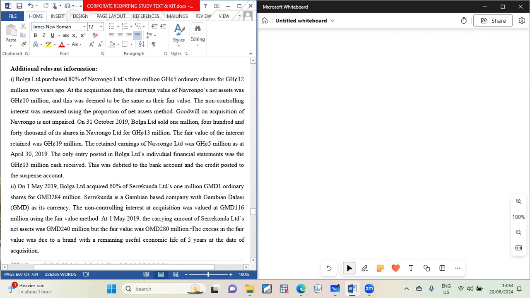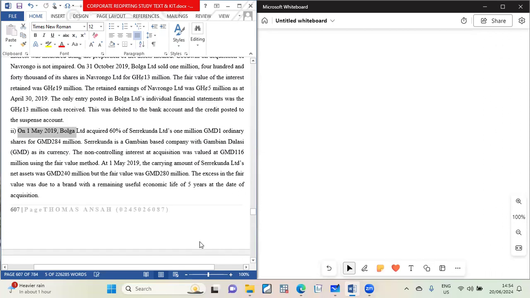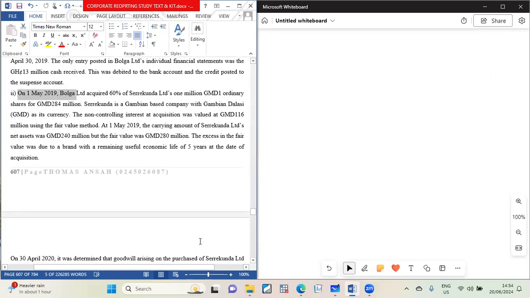At May 2019, the carrying amount of Serekunda Limited's net assets was 240 million. So this is the date of the acquisition, so don't forget that. But the fair value was 280 million. The excess in the fair value was due to a brand with a remaining useful life of 5 years. So that is a fair value adjustment that we need to do.